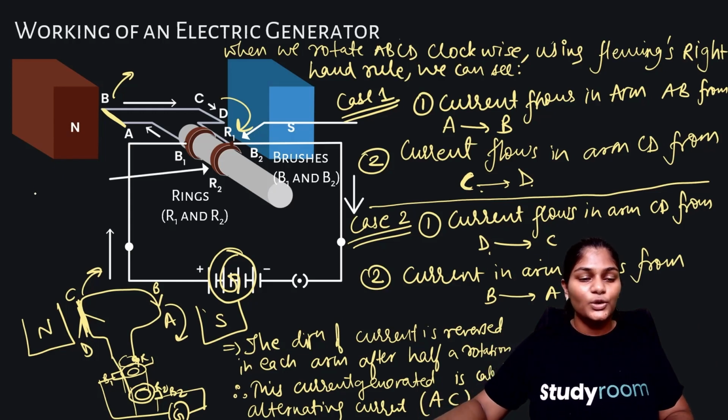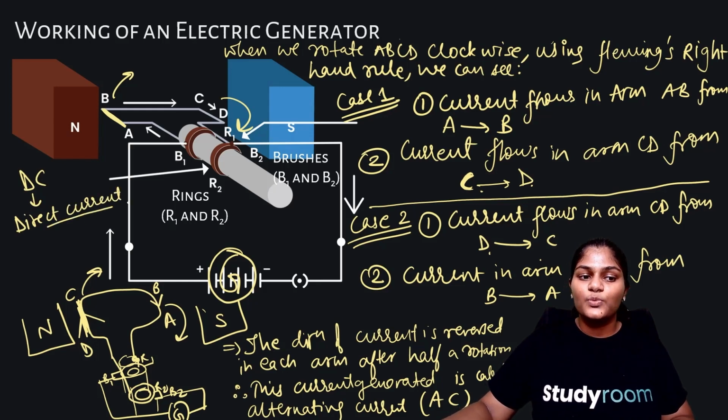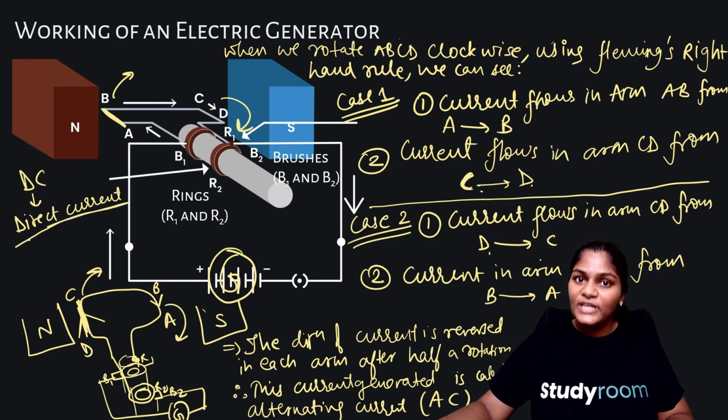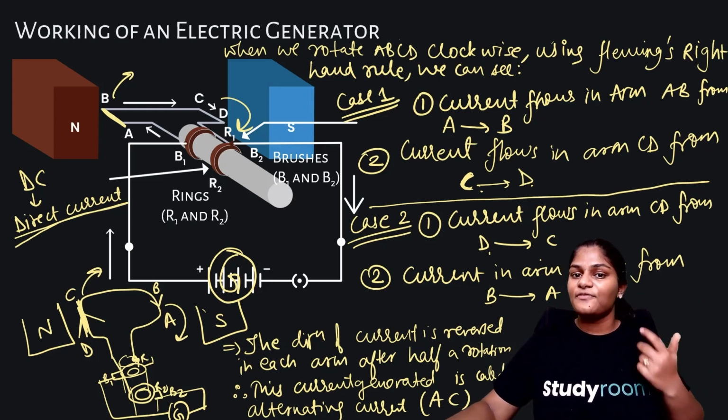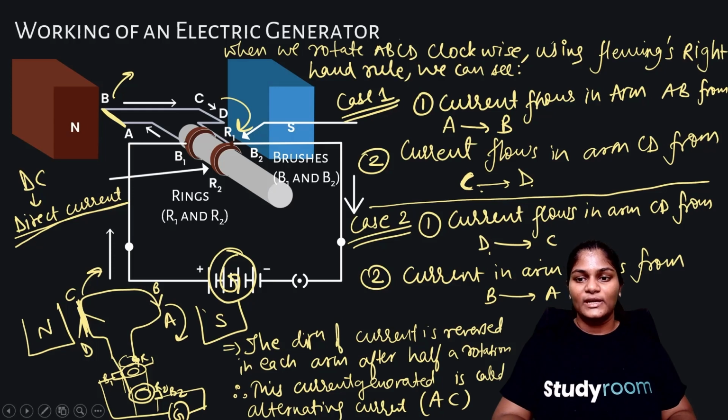I'm writing it below the north pole, okay? DC or direct current. Okay, so the direct current is what is produced when a split ring type commutator is used so that the current does not change its direction after every half cycle. Okay, let's move on.